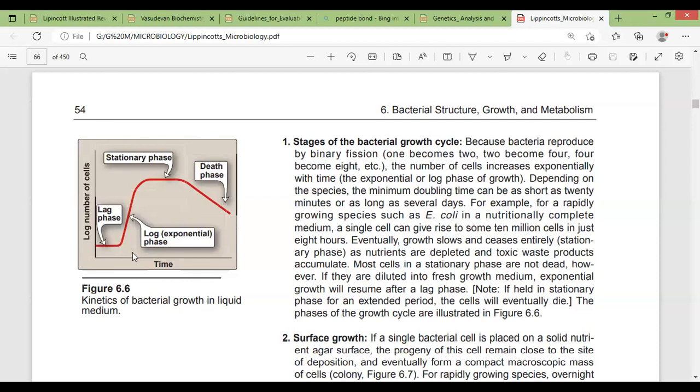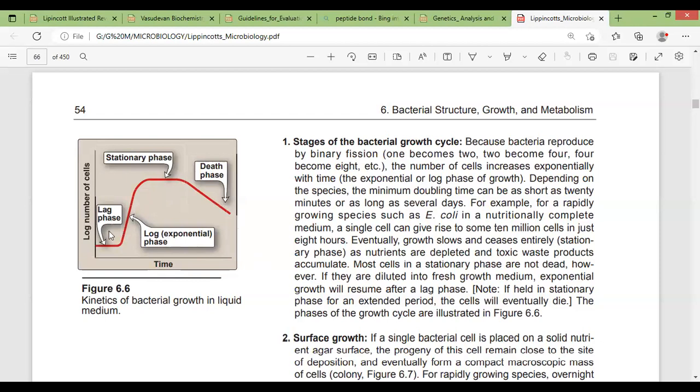The lag phase, you can just say the cell is adapting to the environment. The log phase, the cell is growing. The stationary phase, the cells are no longer growing, they're in a constant state. Then it reaches a point where the resources are limited, toxic waste starts to build up, and cells start dying in this phase.